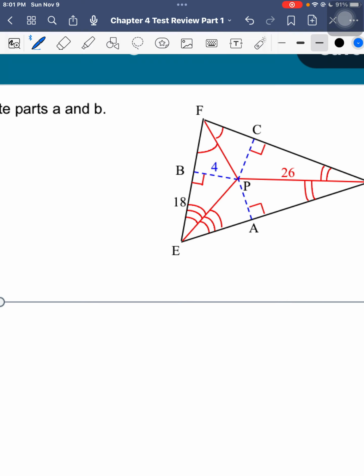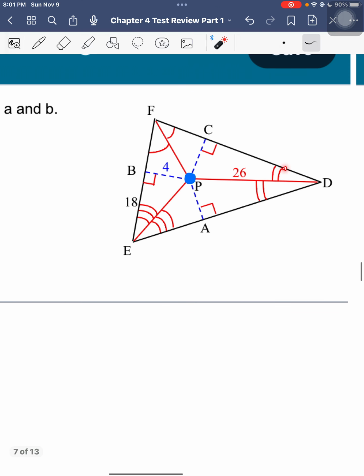So, point P is the incenter. Why is point P the incenter? Because what three lines are creating this P? It is this angle bisector, this angle bisector, and this angle bisector. And what is the point of concurrency of three angle bisectors? That is the incenter.